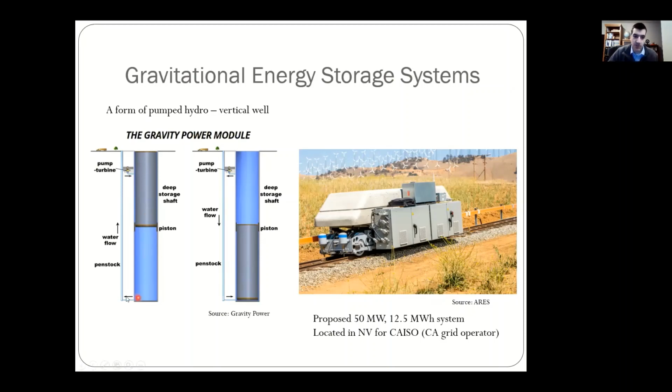It's going to displace the water. The water comes through here, spins a turbine. The turbine spins a generator, and we're discharging and producing electrical energy. The flip side of that: now my concrete piston is down at the bottom of the well, and I want to charge the system back up. So you use this as a pump, applying electrical energy, and you're pumping the water from here down to the bottom, and you're going to slowly move that big heavy concrete piston back up to the top of the well.